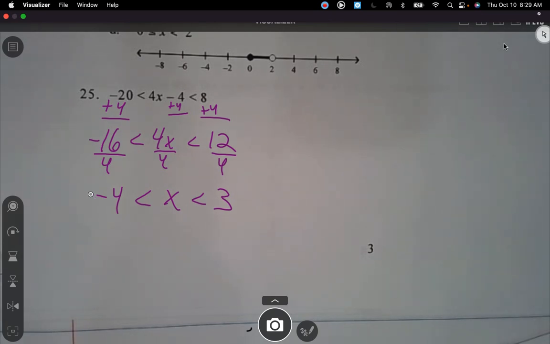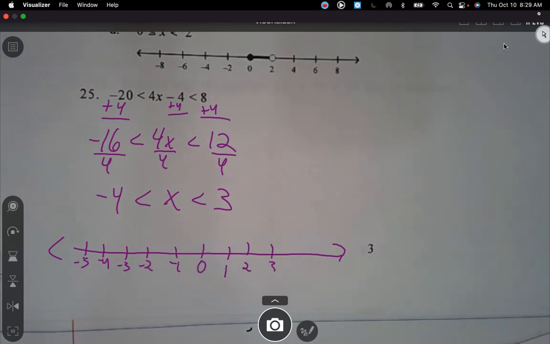Then how would I graph it? What numbers are on my number line? -4 and 3. That's a lot of numbers to write. 1, 2, 3. Okay, there we go. What kind of circle on -4? Open. And what kind of circle on 3? Open. And x is between all those, because x is between the two numbers. Are we okay with that one?